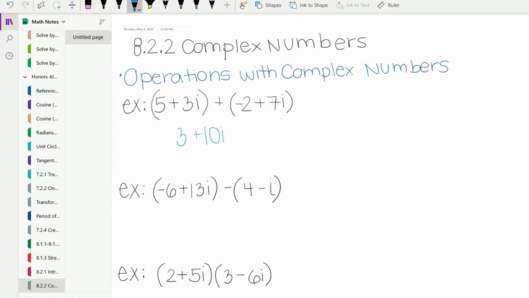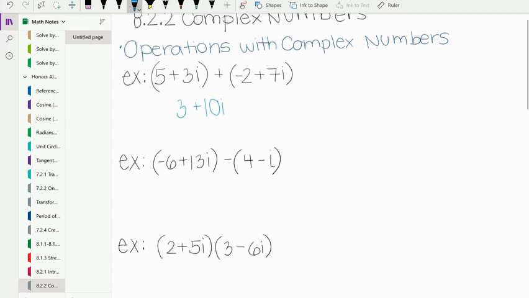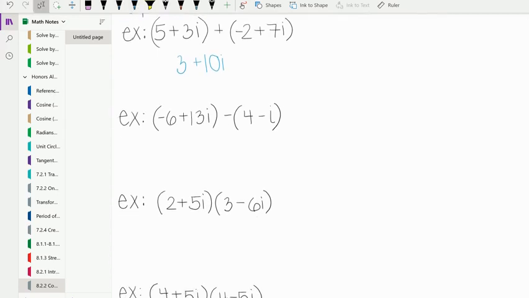And remember, you always want to have it in that complex number form, which is the a plus bi, or the real plus imaginary. The next one is subtraction. So same thing, you add or subtract like terms. So -6 minus 4 would be -10. And you have 13i minus a -i, which is actually 13i plus i, which is 14i.